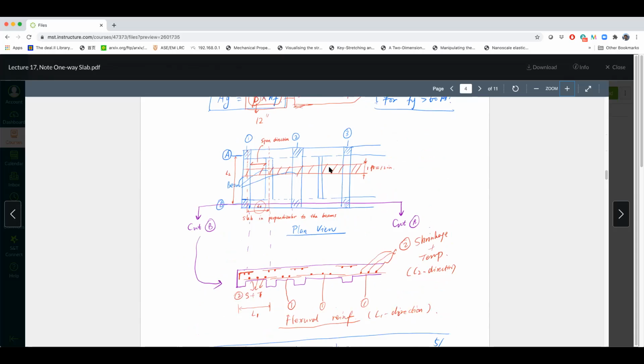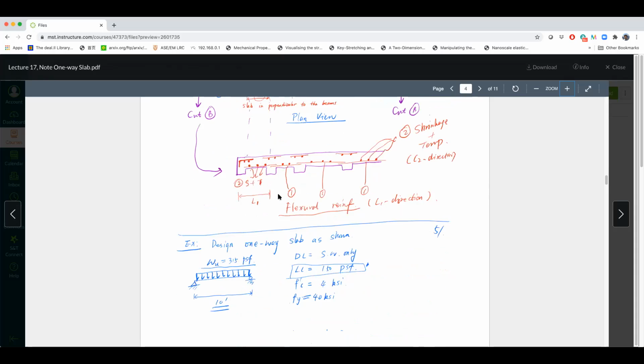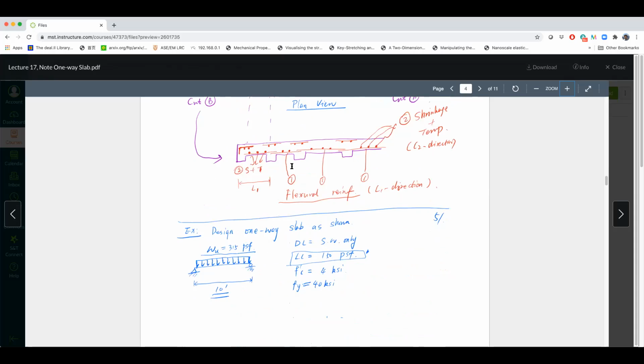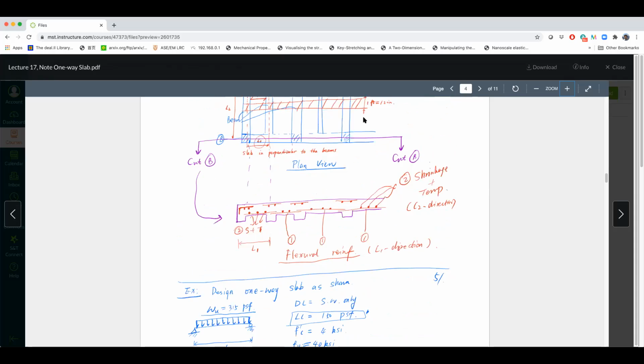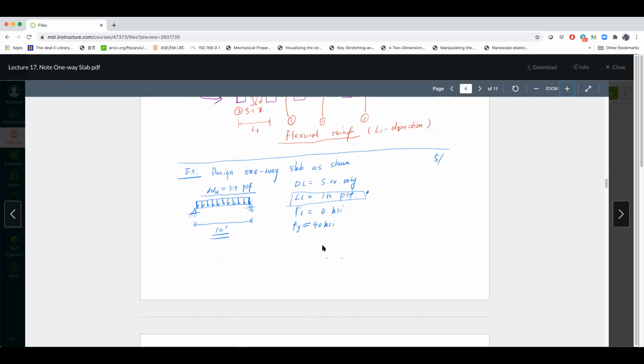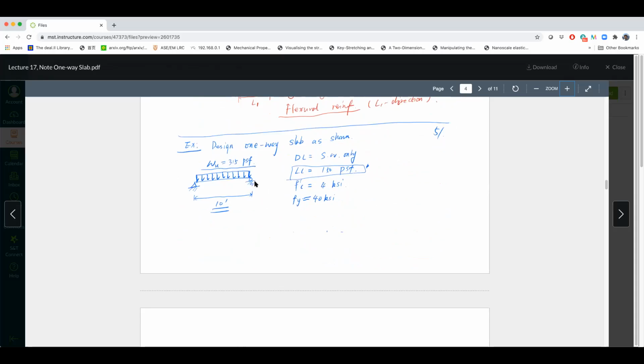Here is another drawing just to emphasize the one-way slab. The direction along my mouse is the bending direction. The other is the temperature shrinkage direction, don't forget. I even cut out the cross section, so you can take a look at it. These are the shrinkage directions, and the dots are the shrinkage reinforcement. The long ones are the flexure reinforcement. We'll run through an example of how you design it.